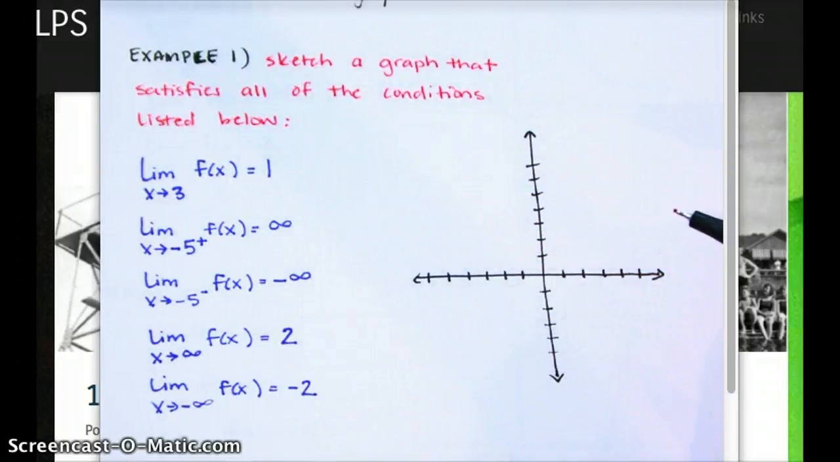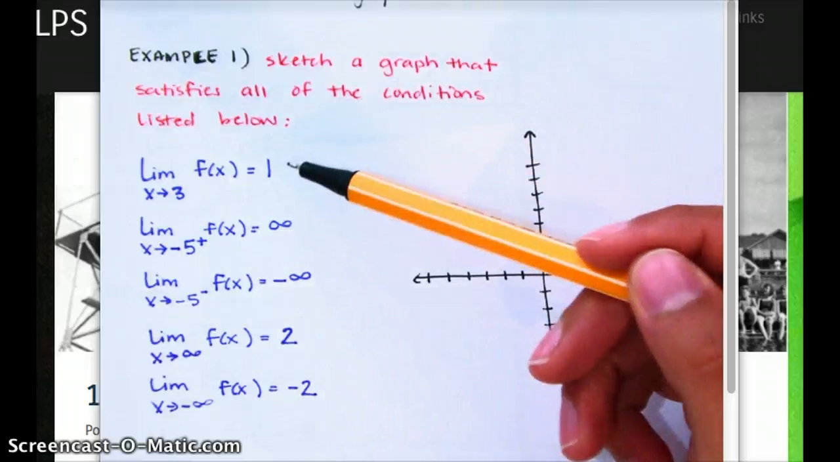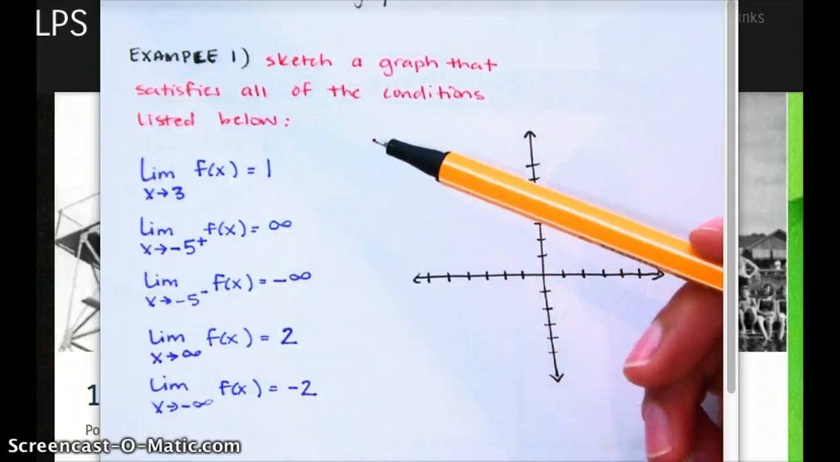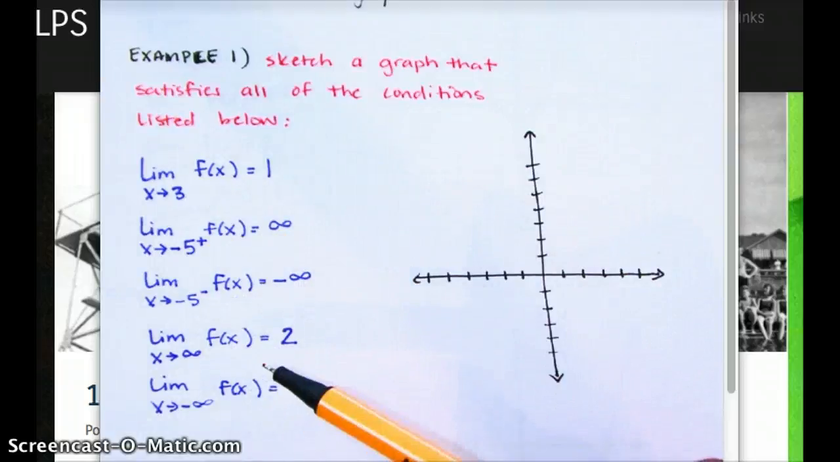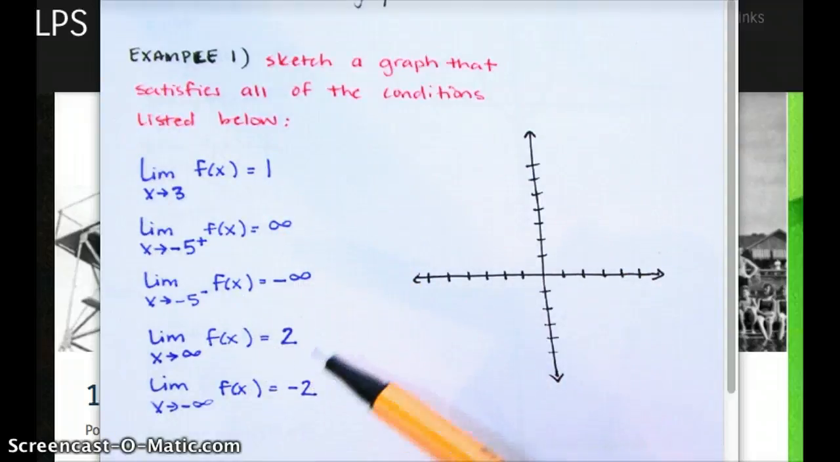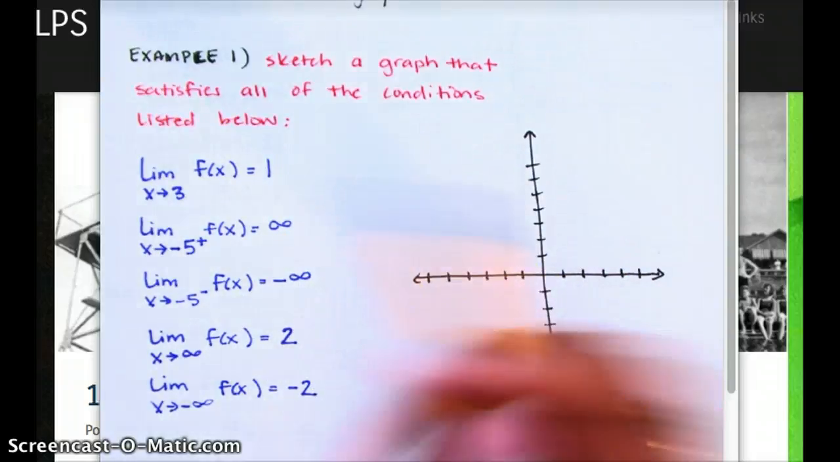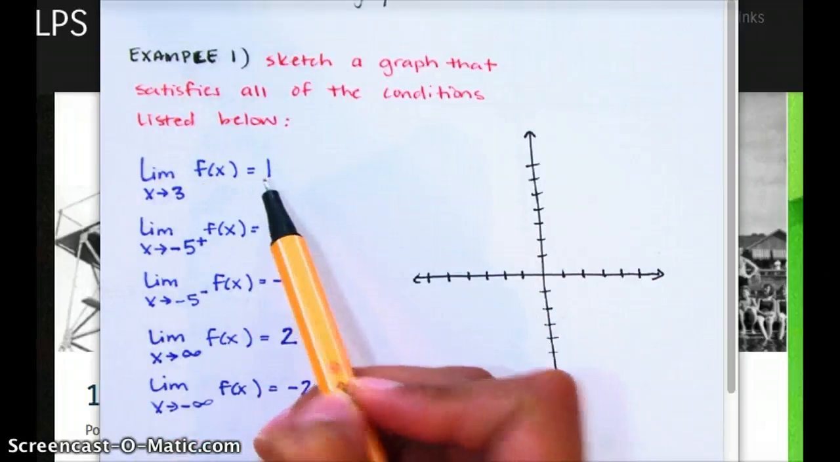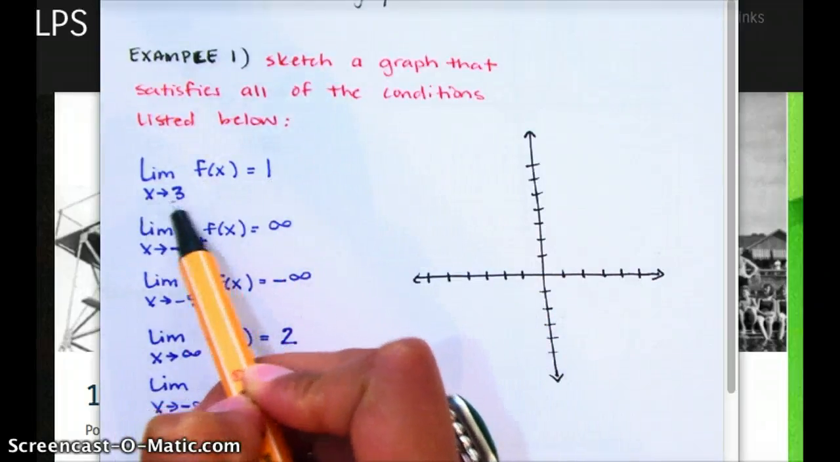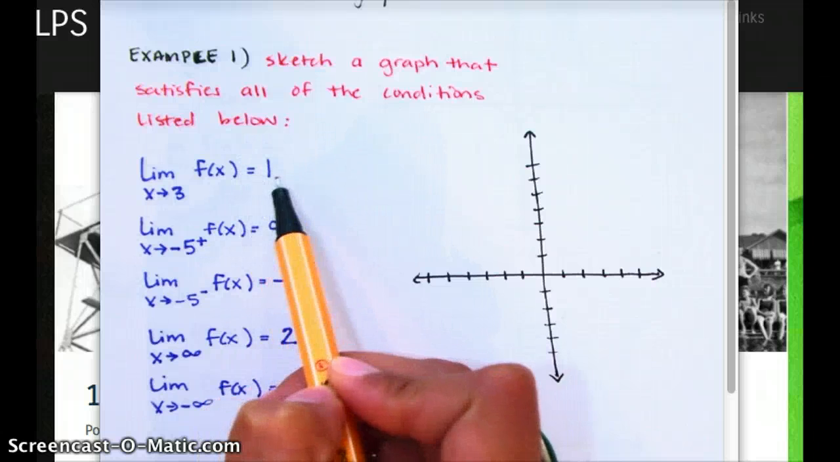I would recommend, while you're getting used to this, actually interpreting it in words on the page, so that when you go to draw your graph, you don't have to rethink the limit notation. You can just use your notes. This is what that would look like. So the limit as x approaches 3 of f of x equals 1. That means as my x gets closer to 3, the y value gets closer to 1.